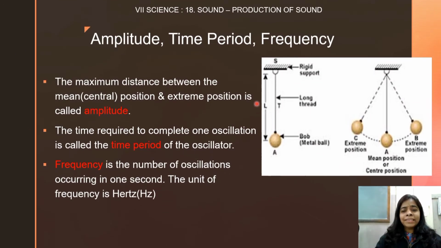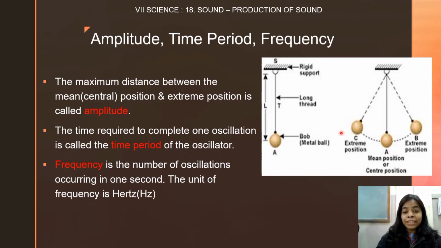Now, let's try to understand some terms related to this oscillation, or now we will say vibration. Amplitude, time period, frequency. What are these terms now? The maximum distance between the mean, which is the central position, and the extreme position is called amplitude. From here, this much is the amplitude. From here, this much is the amplitude. This amplitude is the same, children, whether you take this half or this half. It is going to be equal. So this is called amplitude, the maximum distance which the object is going to move from its mean position towards the extreme position.